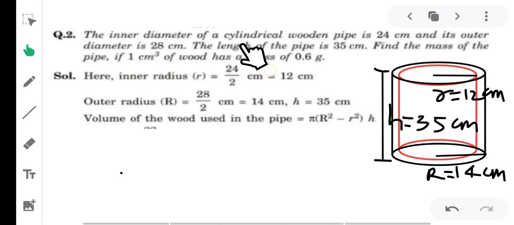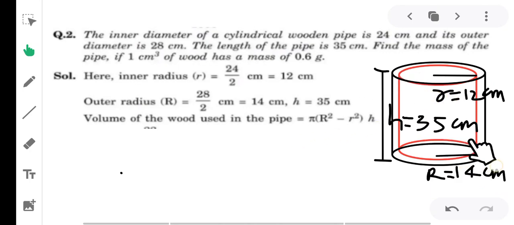The inner diameter of the cylindrical wooden pipe is 24 centimeter. This is the wooden pipe in the form of a cylinder, and its outer diameter is 28 centimeter. यहाँ पर हमारे पास इनर डायमीटर और आउटर डायमीटर दिया है, जिससे हमने यहाँ पर क्या किया है, इनर रेडियस को निकाला. You can see inner diameter is 24 and it is divided by 2, so we will get 12 centimeters. So I have written already here, right? Outer diameter is 28, so it is divisible by 2 and we will get 14 centimeter, that is the outer radius, right?